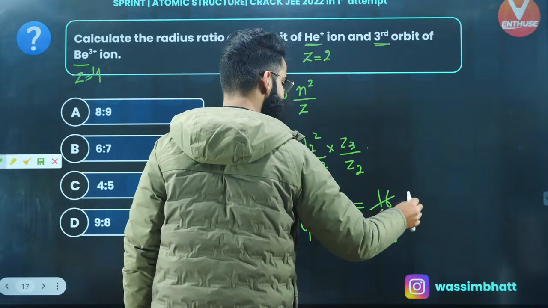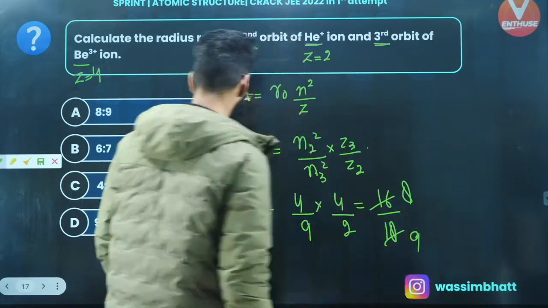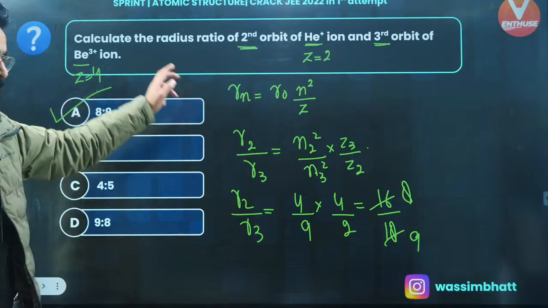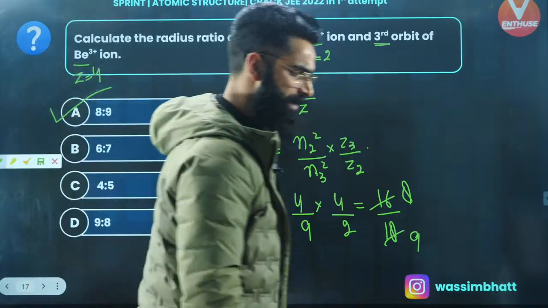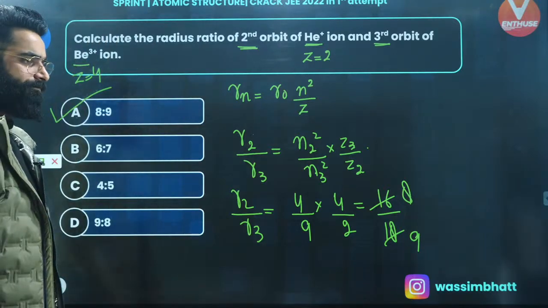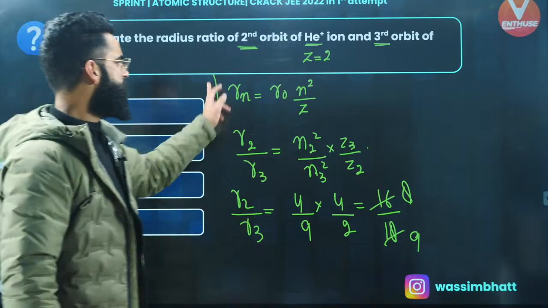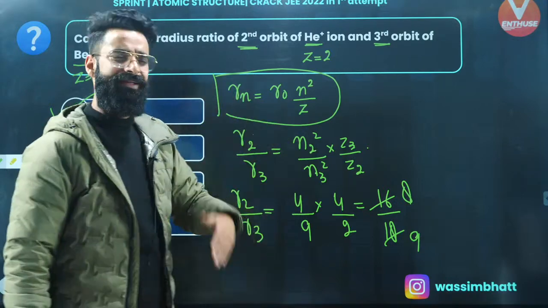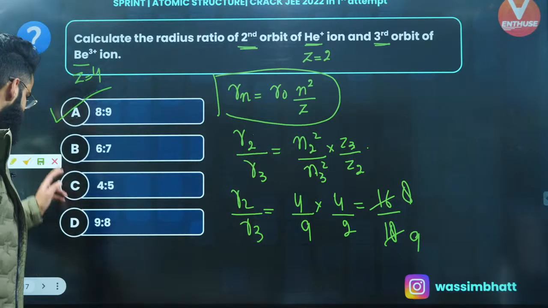You can further solve it. It's going to be 8:9. So 8:9 is going to be the correct answer of this particular equation as well, which is option A, right people? I'm sure this is again clear to every single guy. Simple, I'm using this relation, I'm taking the ratio of the radii. That's all I did.